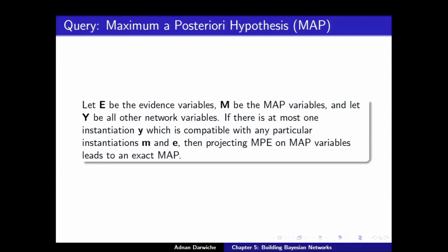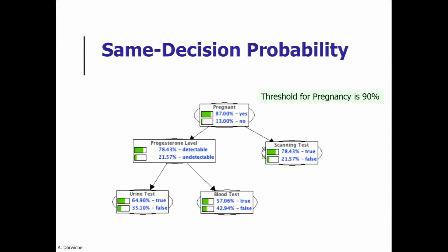Now, in your book, there is a situation that's discussed where the two correspond to each other, where the MPE itself, if you take it and project it, you get a correct MAP. But I'm going to skip this and talk about the last query that we have. All right, so once more, three so far. There's the group of probability of evidence, prior and posterior marginals, all one group. And then there's the MPE, and then there's MAP, and this last one is called the same decision probability, or the SDP.